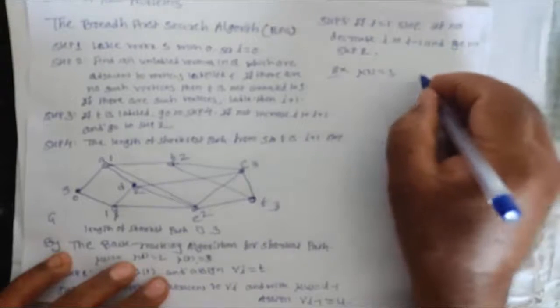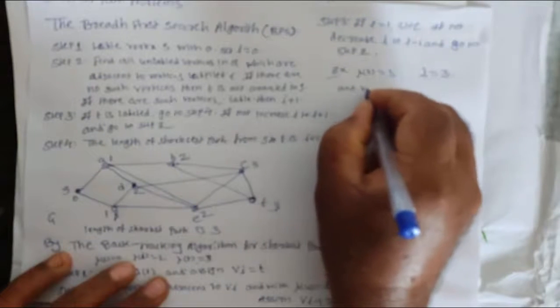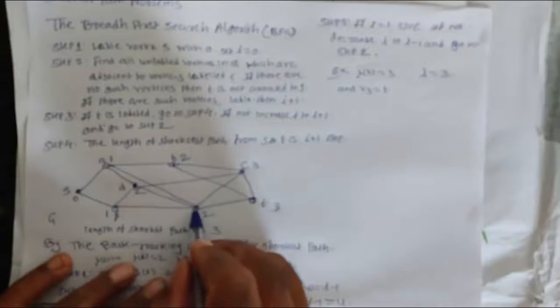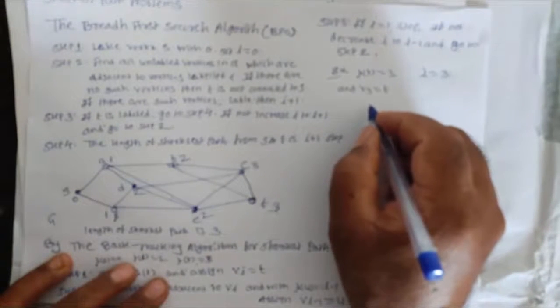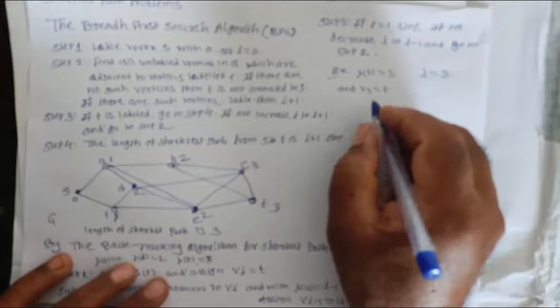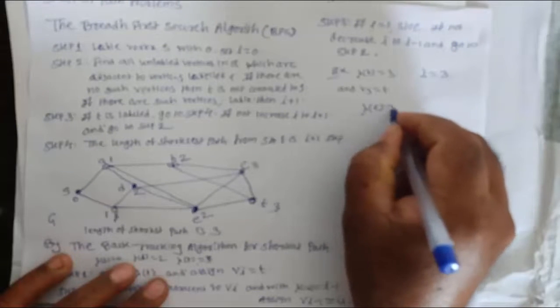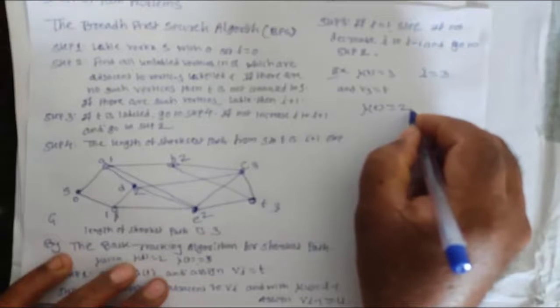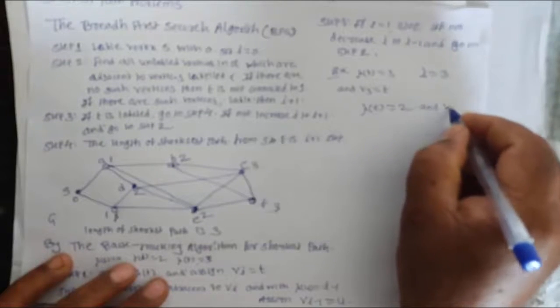For example, in this example we have lambda of T equal to 3. So we start with I equal to 3 and here V3 is equal to T. This is step 1. Now we can choose here either B or E. We choose E adjacent to T. Here lambda of E is equal to 2 and V2 is equal to E.